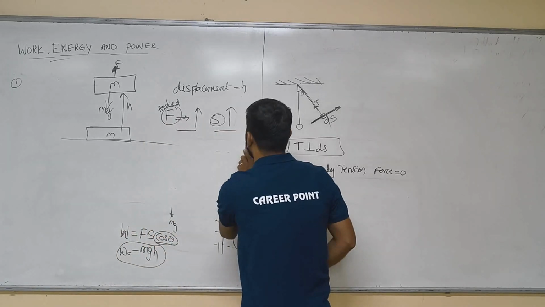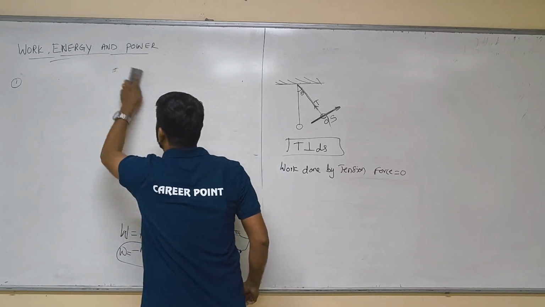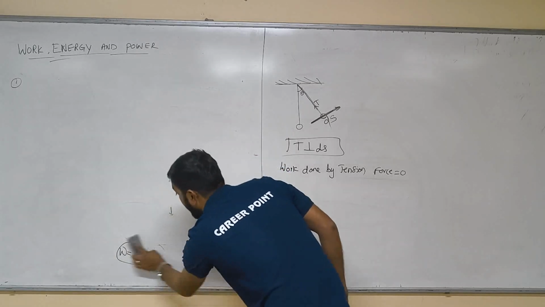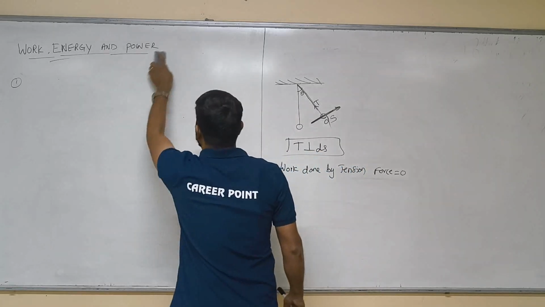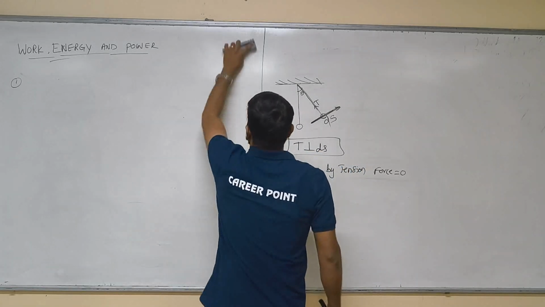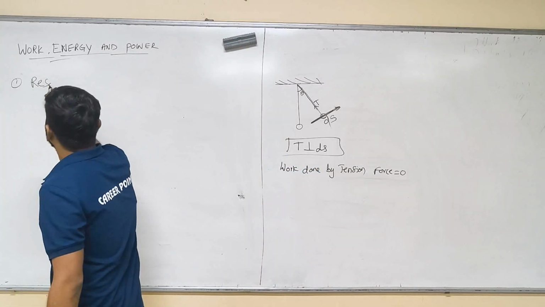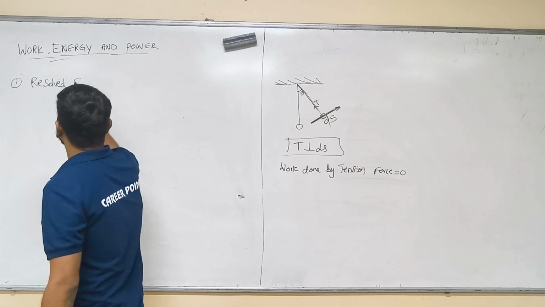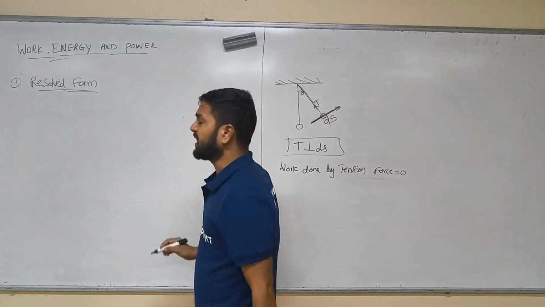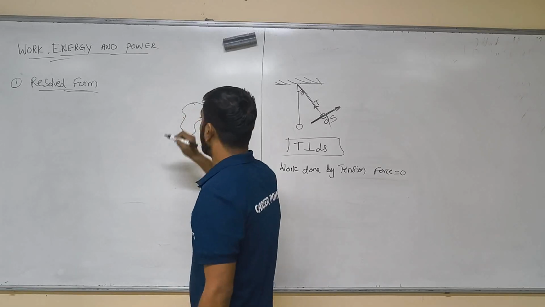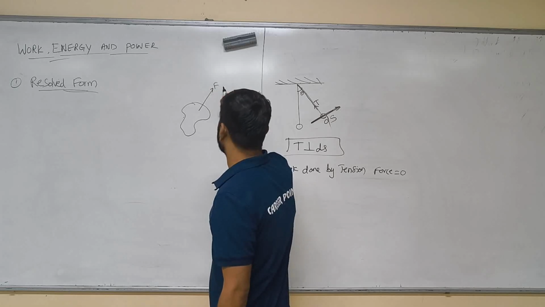So where do we find these resolved forms? So work done in resolved form is when the object is in the form of x, y, z axes. So here we can take an object, any object. So here what is happening? A force F is applied here.